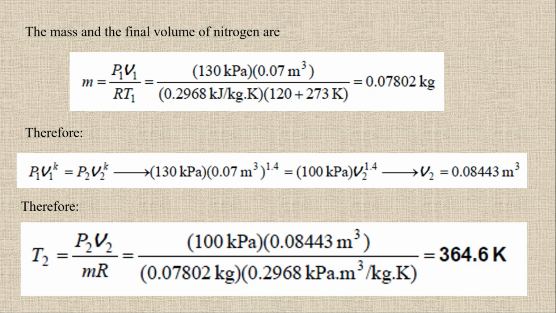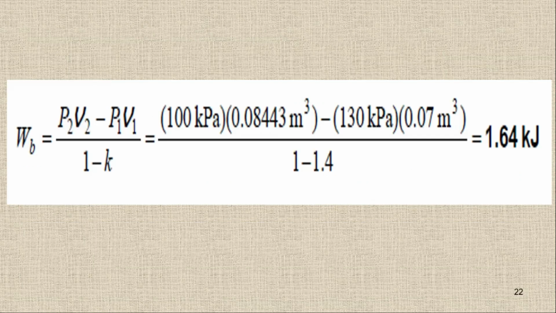Now we have to find the boundary work. If you know all the values, then we can simply use the formula (P2V2 - P1V1)/(1 - n), and n is equal to k. I'm just putting the values straightforward, and you will get an answer of 1.64 kilojoule. Again, you can see the answer is a positive value, so we have an expansion process.